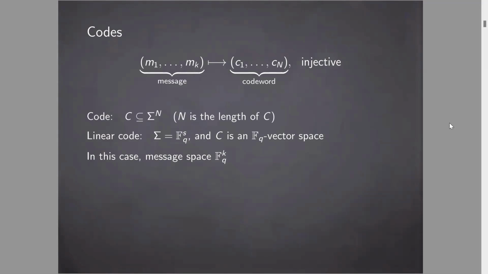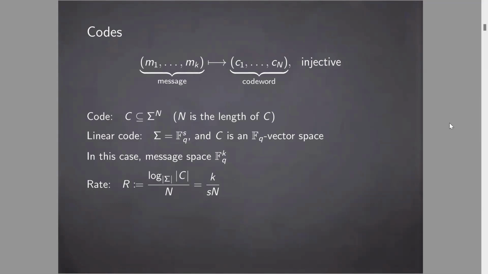We will be interested in what are called linear codes, which means the alphabet sigma as well as the code C are vector spaces over a field F_q. And in this case, the message space turns out to be a k-dimensional vector space, F_q to the k. Therefore, the rate of the code, which measures the amount of information that can be transmitted, we will always denote it by R, turns out to be the fraction k by n.